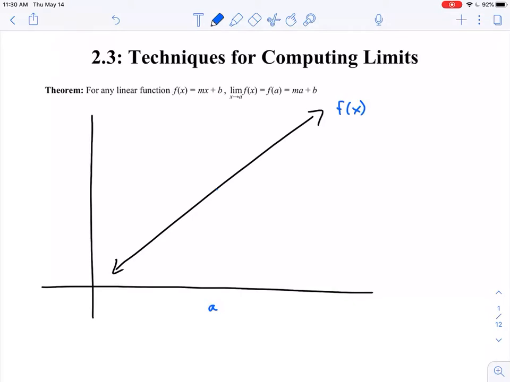So we're going to start off here with this theorem. It says that if you're working with a linear function f of x, the limit as x approaches a of f of x equals f of a, which is m times a plus b. So essentially this says, hey, if you want to evaluate this limit, you can just take that number, plug it into your function if you're working with a linear function.